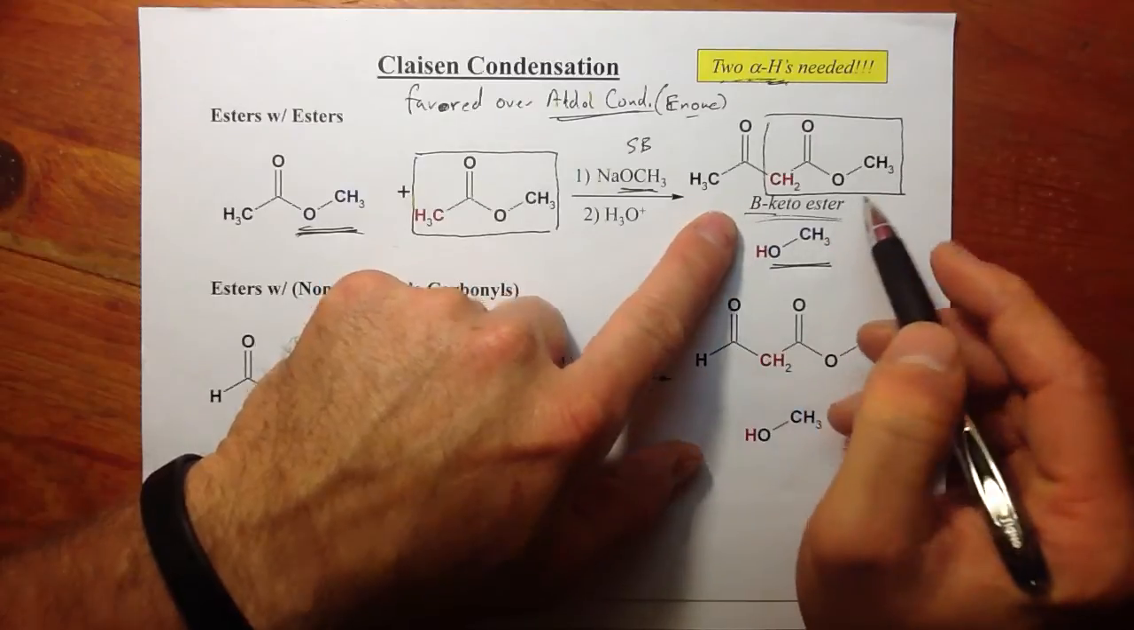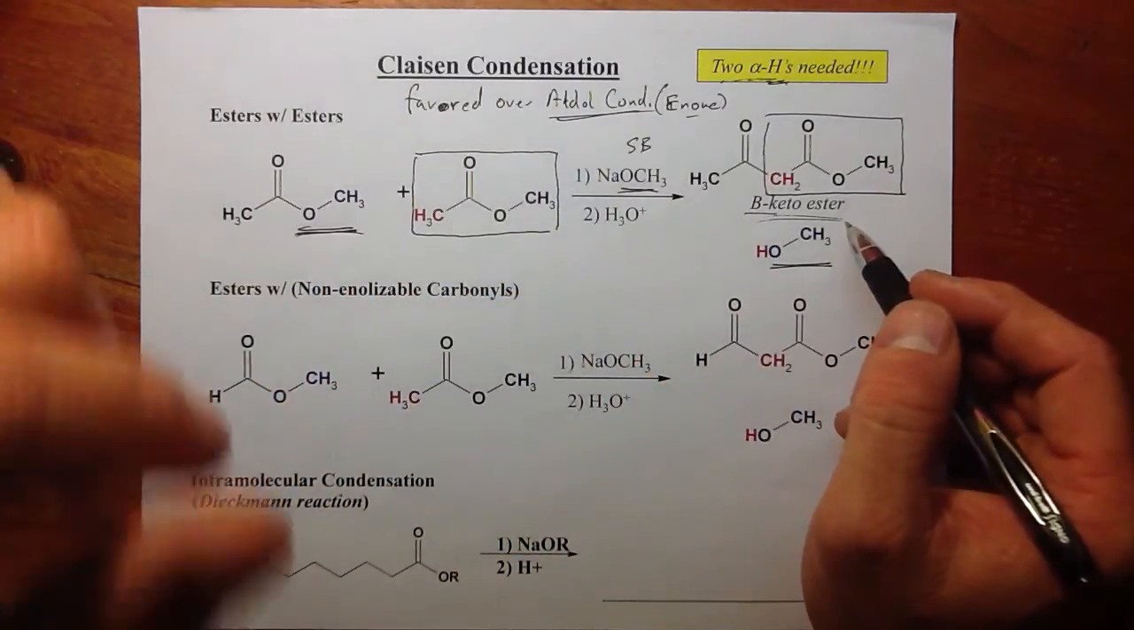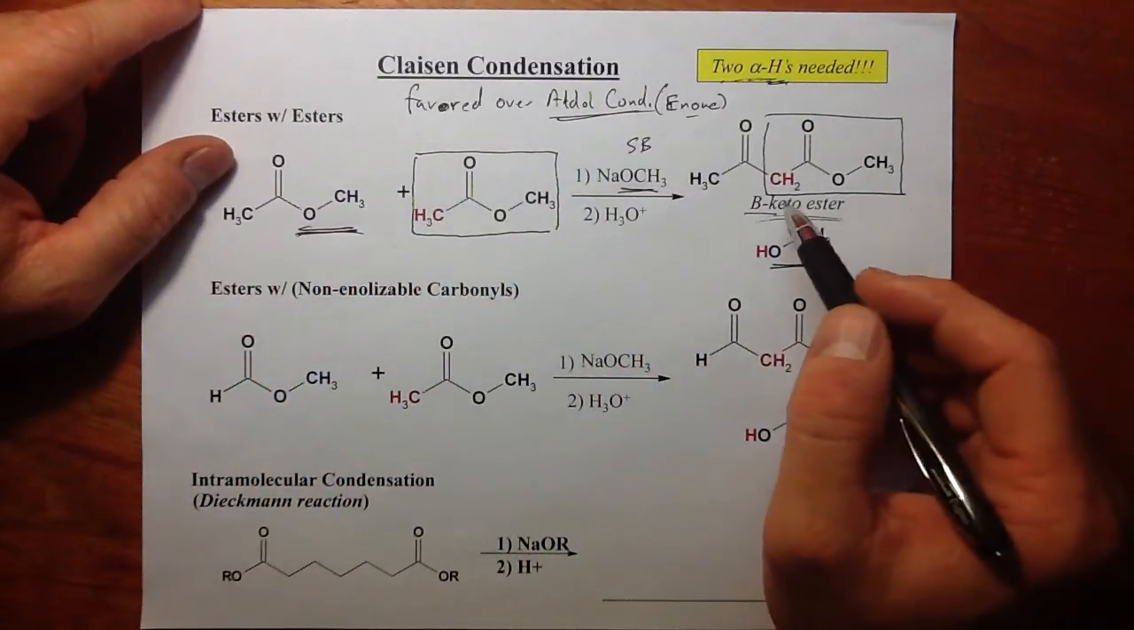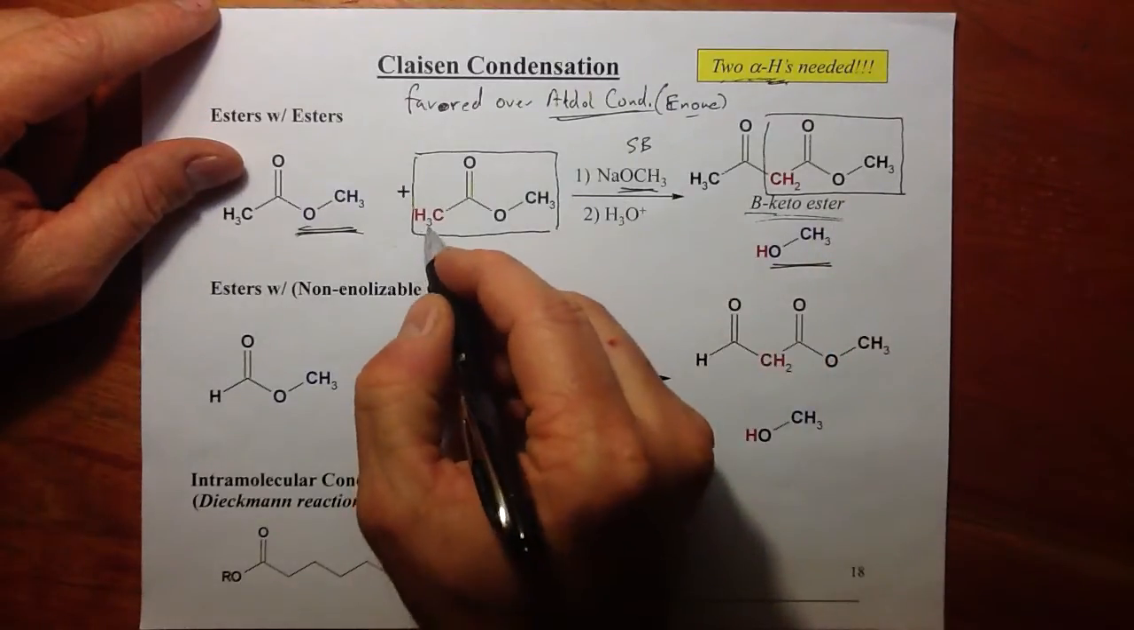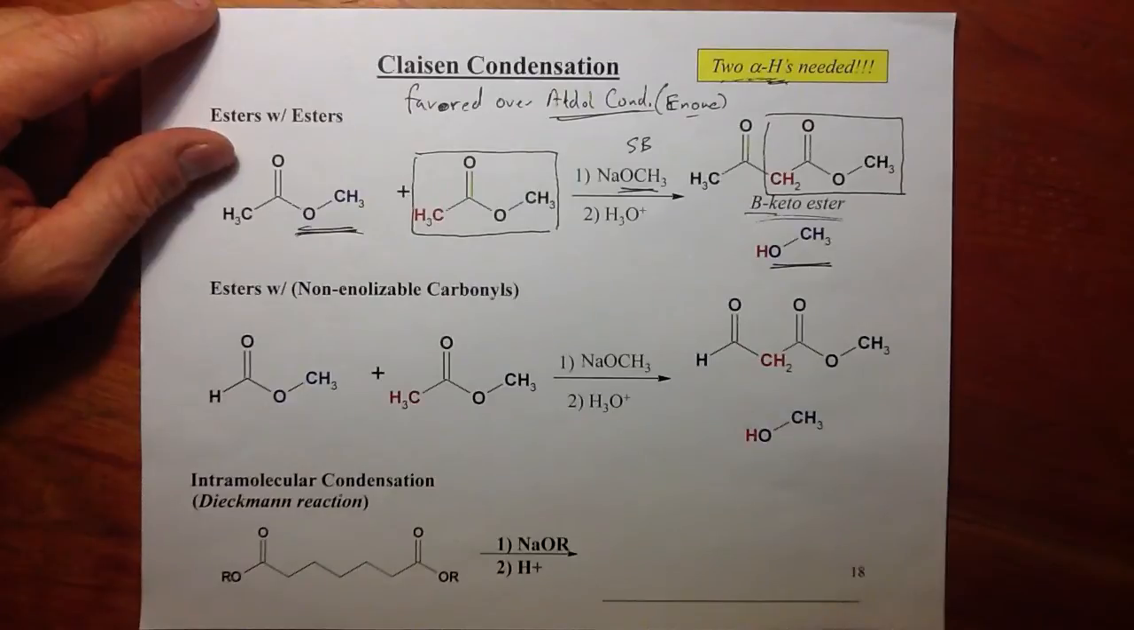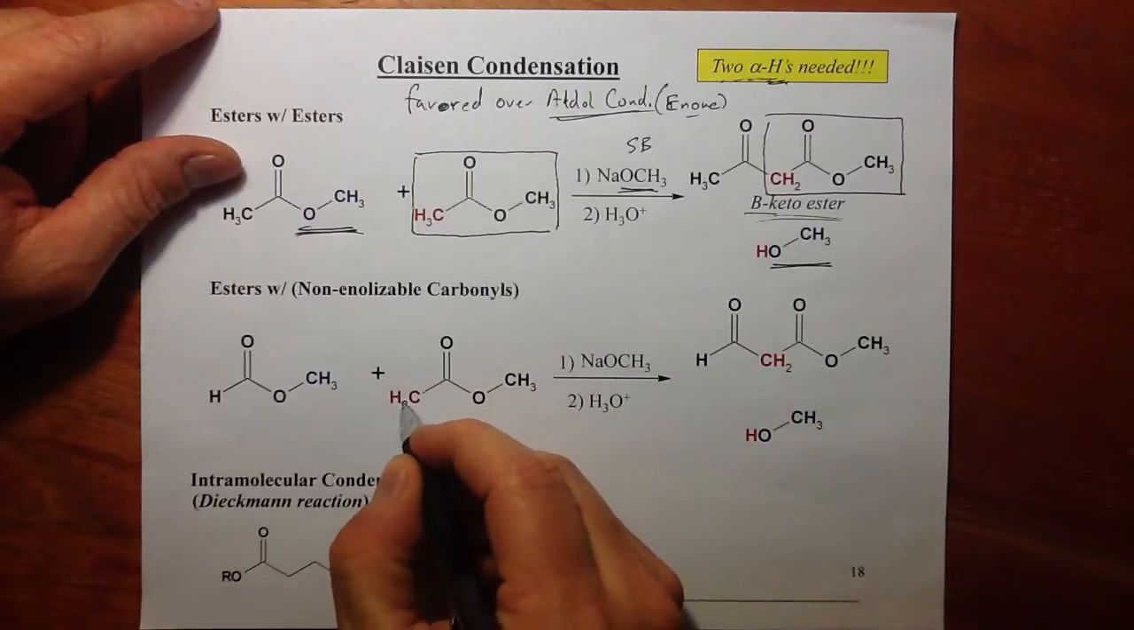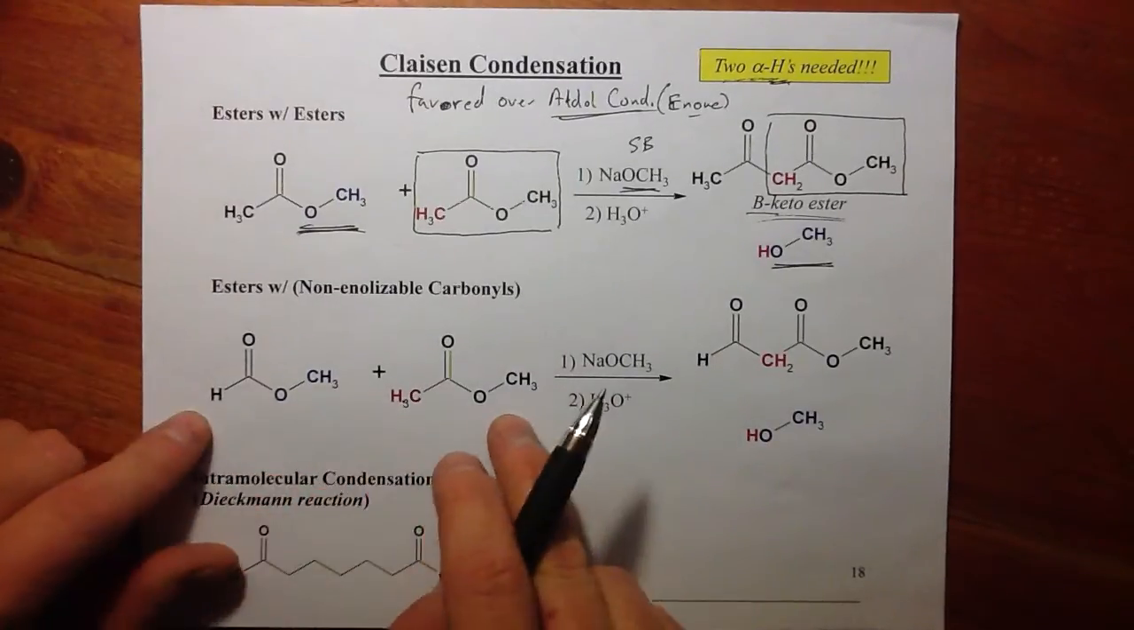It's called a beta keto ester. This would be our, in this particular case, our Claisen condensation product. So we would have gone to an enolate ion from this one, and we could show it here. We could say, well, I'll separate.